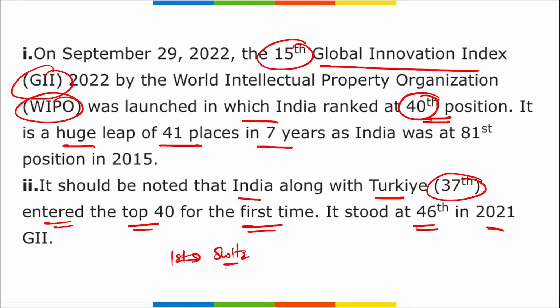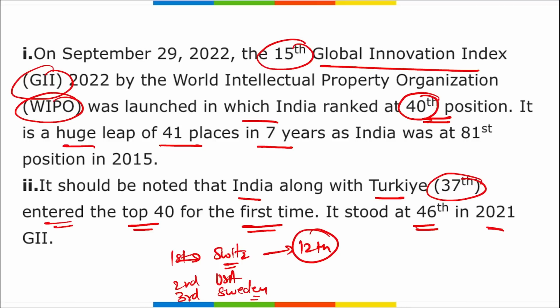Alright, if we are talking about this Global Innovation Index, who was on the first position? Switzerland. It is the most innovative economy in the world for the year 2022, and this is the 12th time in a row that Switzerland is on the first position. It was followed by the USA on second position, then Sweden on third, the United Kingdom on fourth, and the Netherlands on fifth.